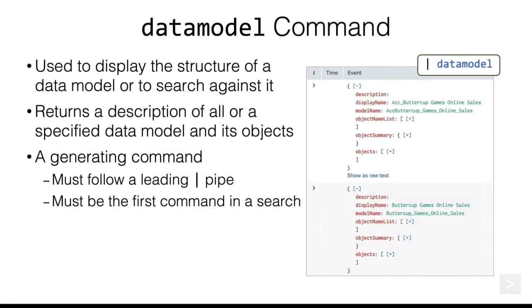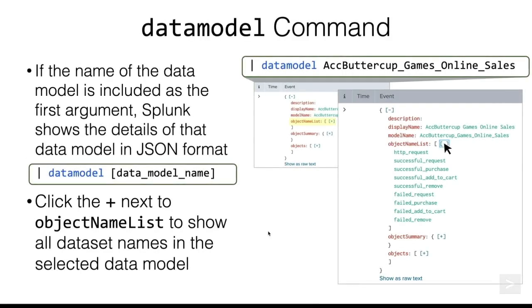So let's review. Running the data model command without any arguments gives you a JSON structured list of the data models that you have access to. It's a generating command, so you need to begin to use it with a leading pipe symbol. Optionally, you can specify the ID of a data model, and it'll retrieve information specific to that particular data model. If you expand the object name list element of the data model, you will get the IDs of the data sets that are defined within that data model.